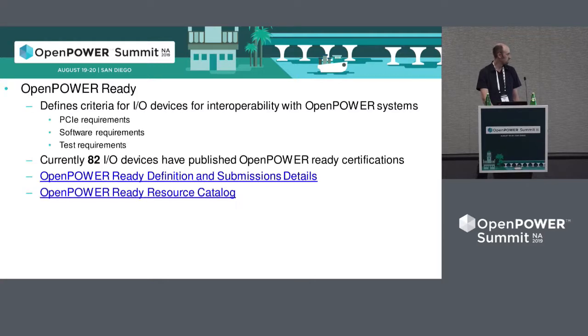All right, I got two more charts, and then we'll open it up to questions. So one is OpenPOWER Ready. There's a whole other session on that earlier. I just wanted to put a couple links on here. We've got about 82 I/O devices that are OpenPOWER Ready today. And there's the link, the resource catalog's on the bottom if you want to see what those devices are. And if you've got a new device to try to get through the process, there's the link there.